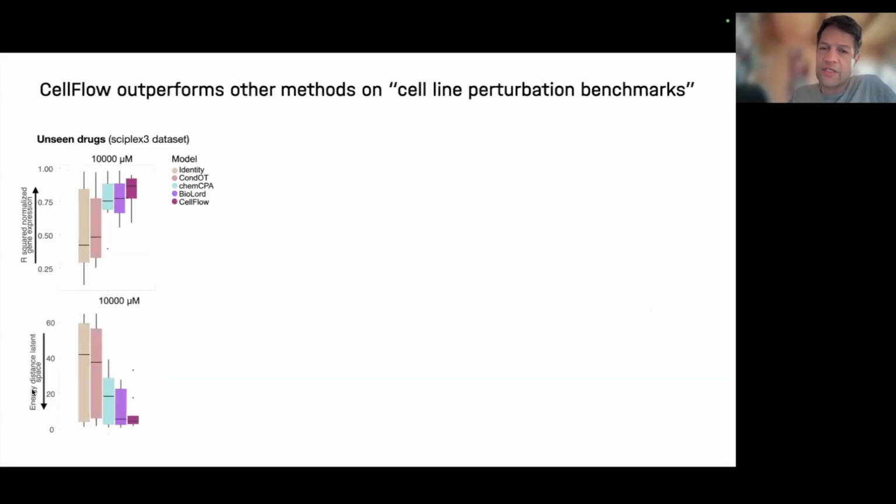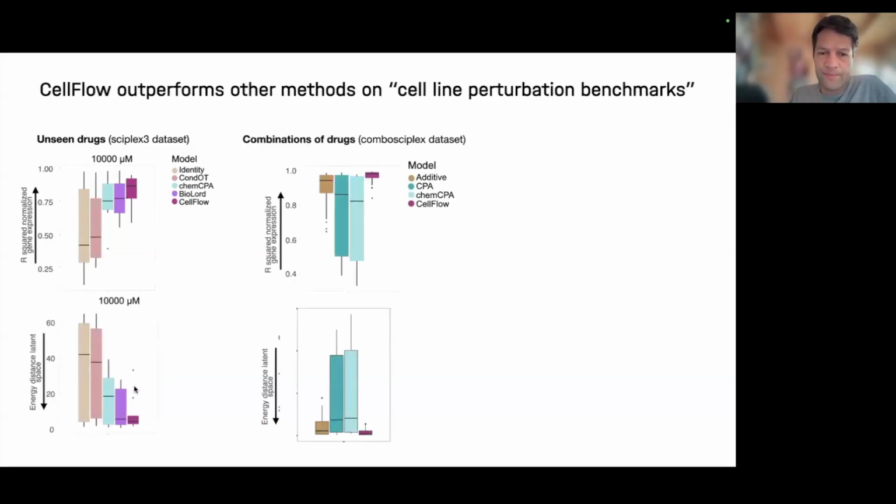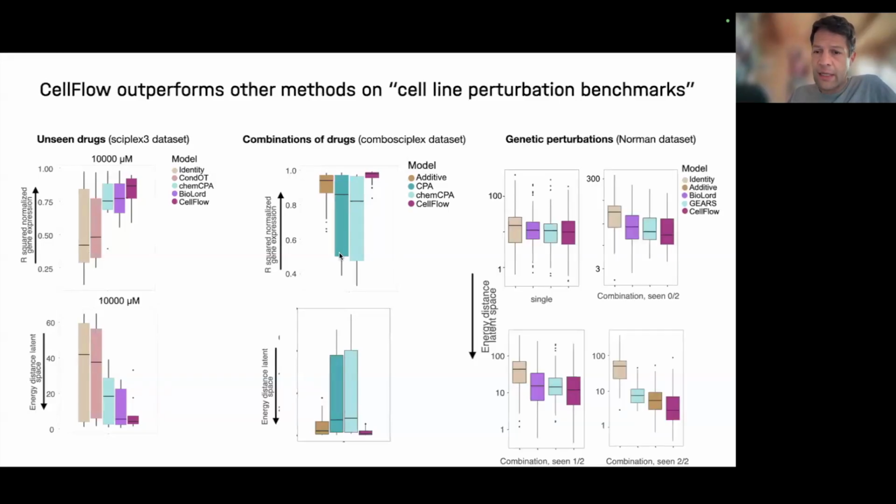We can also measure an energy distance, a distributional type of distance. We can do this for combinations of drugs. We recently did a combination data set. And here it's interesting that we outperform very simple linear baseline models, additive ones, which often models weren't able to do. Particularly these foundation model-based ones are not yet on that scale. And then we also do genetic perturbations, where we see that in this case, we also do a good job.